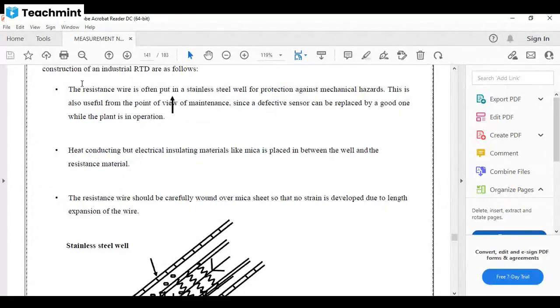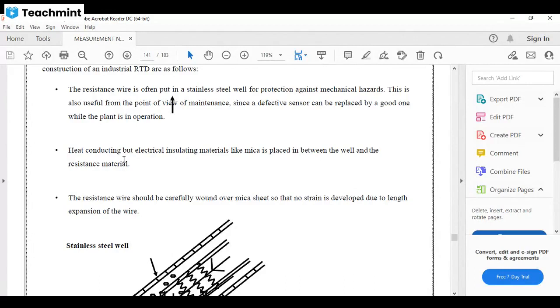So how do we design it? First of all, the resistance wire is often put in a stainless steel oil for protection against the mechanical hazard, and this is also useful from the point of view of maintenance. And since a defective sensor can be replaced by a good one while the plant is in operation, if any defect occurs in the sensor we can easily replace it, because it is already mounted and covered up, so that it is not damaged by mechanical hazard.